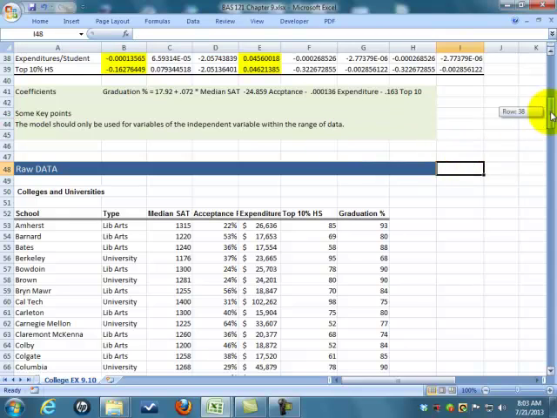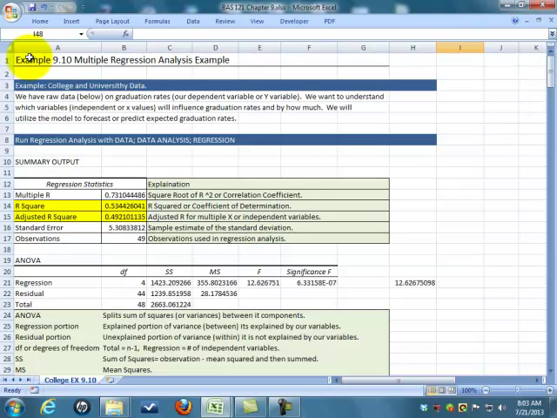That's example 9.10. Any questions? Let me know.